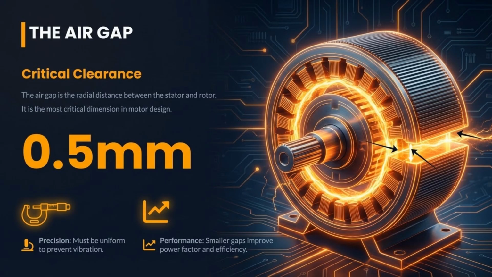The air gap is the critical clearance between the stator and rotor, and is the most critical dimension in motor design. Smaller gaps, like 0.5 millimeters, improve power factor and efficiency, but must be uniform to prevent vibration.